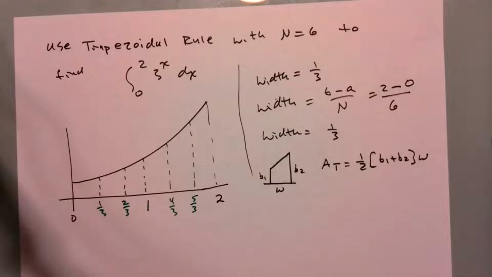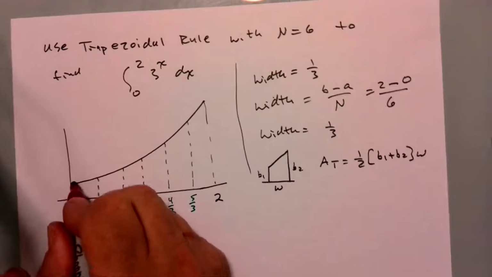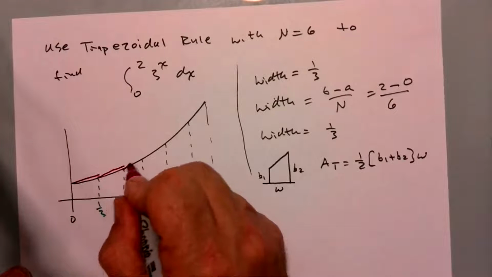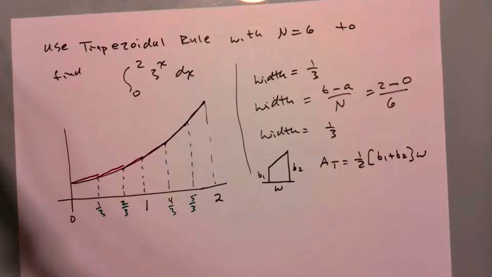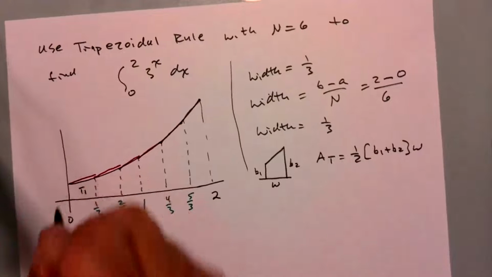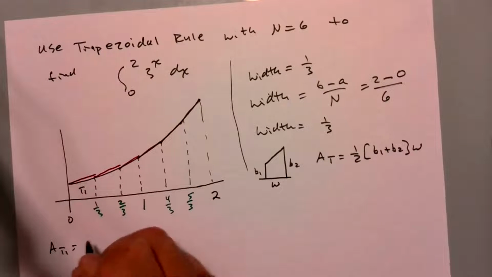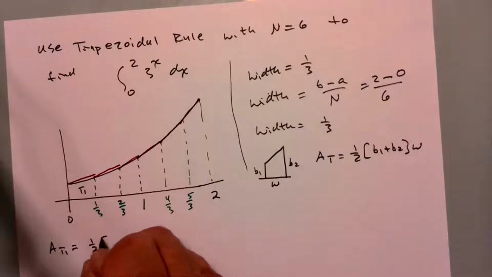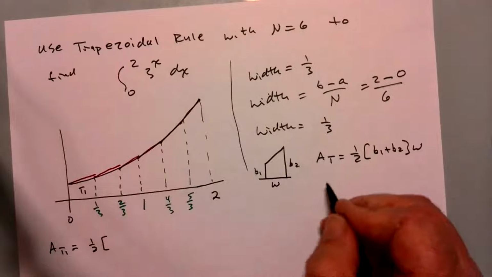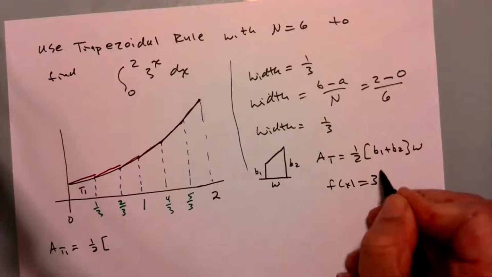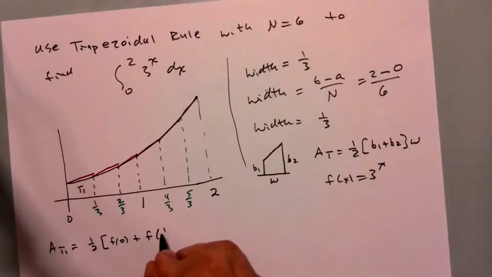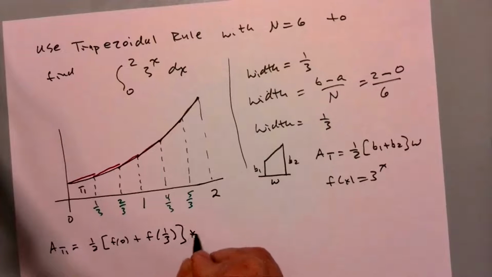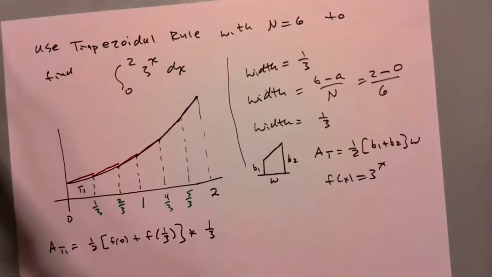So if I construct my 6 trapezoids, you'll notice the way this is bending, I will be too big again this time, just like I was in the last example. But I hope it's going to be pretty close. So for trapezoid 1, my area is 1/2 the first base, f of 0, where f of x is 3 to the x, plus f of 1/3. The average of the bases times the width. What's the width? The width is 1/3.